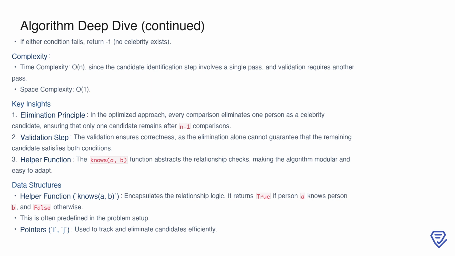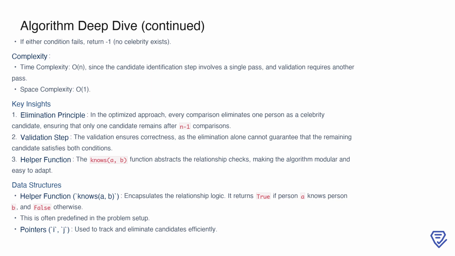The overall time complexity of the optimized approach is O(n). Candidate identification requires a single pass over the n people, and validation involves another pass, making the process linear. The space complexity remains O(1), as we use only a few pointers and no additional data structures.